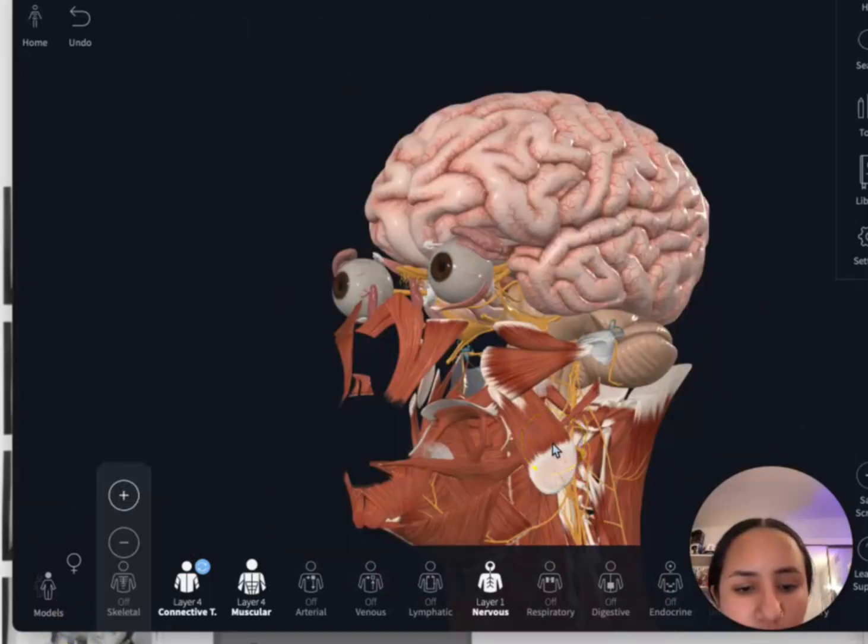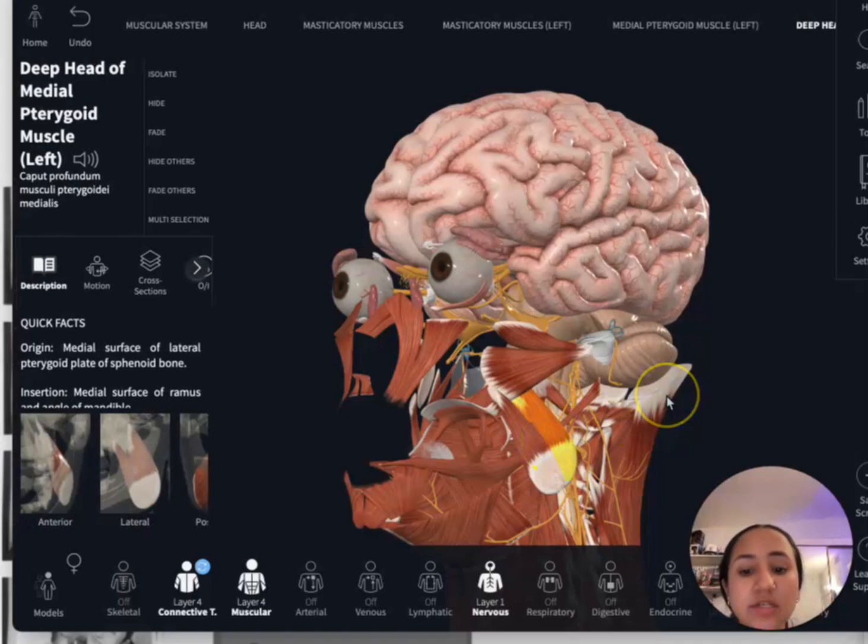We are going to go in here. We take the skull off. Right here, this is the deep head of the medial pterygoid muscle. The origin for this is the medial part of the lateral pterygoid plate of the sphenoid. The insertion is the medial ramus and the medial angle of the mandible, and the action is that it laterally moves and protracts the mandible. Laterally moves is going side to side, and protracts is going forward like that. And then we have this right here.